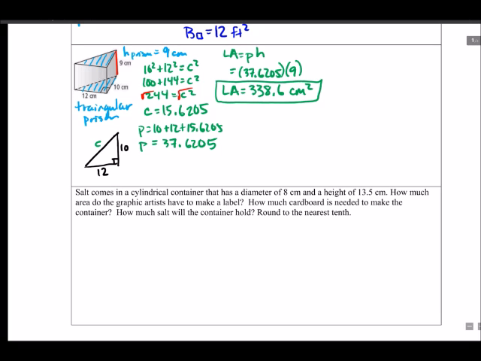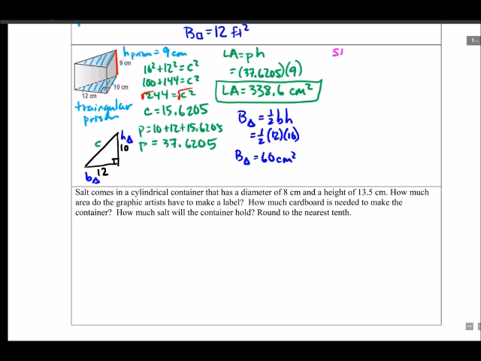Now I need to find the area of the base, and my base is just a triangle, so that's 1/2 base times height. Luckily, this is a right triangle, so there's the base of my triangle, the height of my triangle. Height is always perpendicular to the base. That makes these right triangles very nice. 1/2 times 12 times 10. Area of my base is 60 centimeters squared.